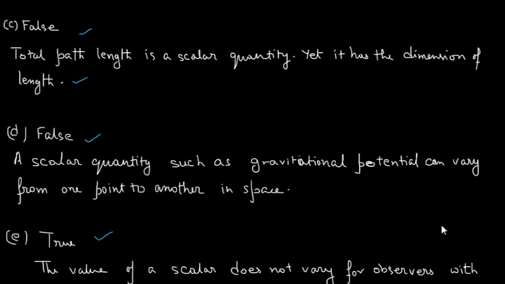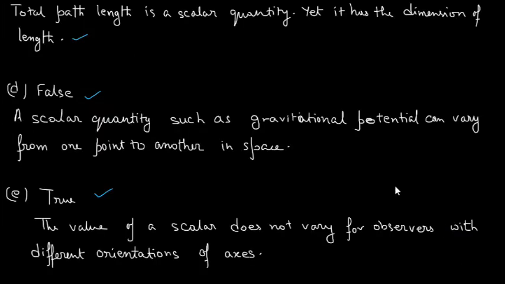C false. Total path length is a scalar quantity, yet it has the dimension of length. D false. A scalar quantity such as gravitational potential can vary from one point to another in space. E true. The value of a scalar does not vary from observer to observer with different orientation of axis.